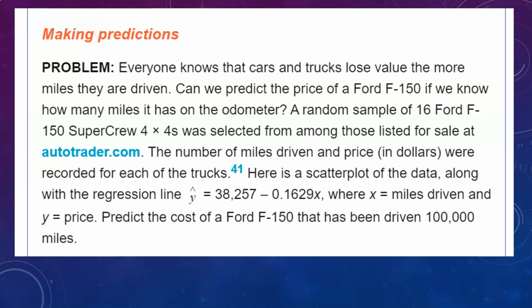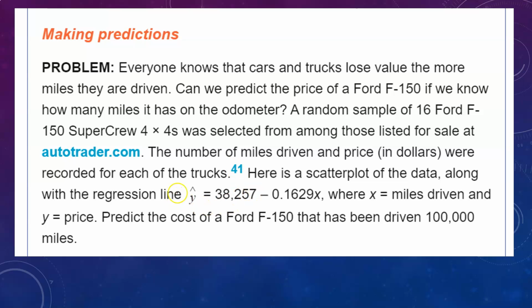So let's take a minute and look at an example. Everyone knows that cars and trucks lose value the more miles they are driven. Can we use that information to predict the price of a Ford F-150 if we know how many miles it has on the odometer? The odometer is the thing that keeps track of how many miles your car has on it. A random sample of 16 Ford F-150 Super Crew 4x4s was selected from among those listed for sale at autotrader.com. The number of miles driven and price in dollars were recorded for each of the trucks. Here's a scatter plot of the data along with the regression line.